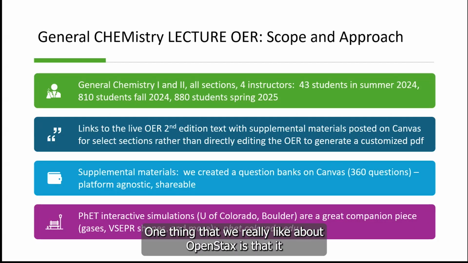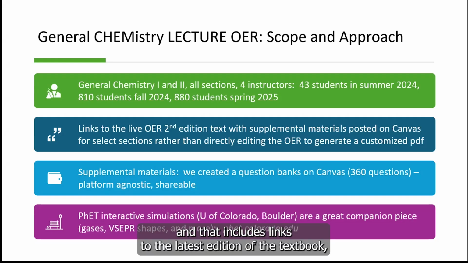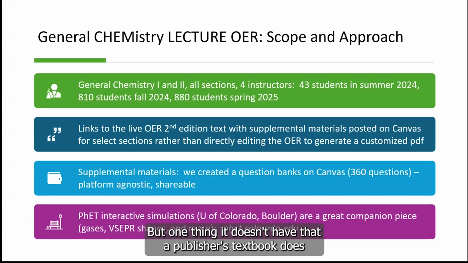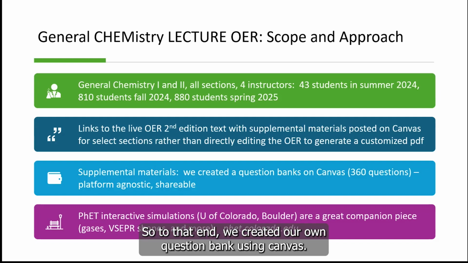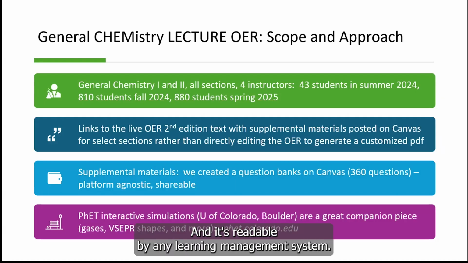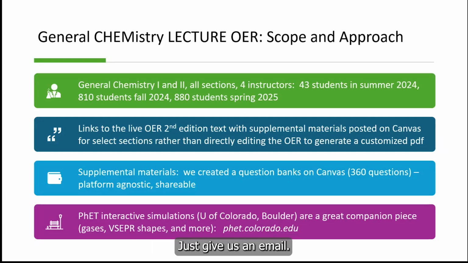One thing that we really like about OpenStax is that it comes with a course cartridge that you can download for your LMS, and that includes links to the latest edition of the textbook along with some great interactivities. But one thing it doesn't have that a publisher's textbook does have is a question bank that allows the students to answer questions as they're reading. So to that end, we created our own question bank using Canvas, but we can share that, and it's readable by any learning management system. And if anyone wants access to that, we are happy to share it with them. Just give us an email.